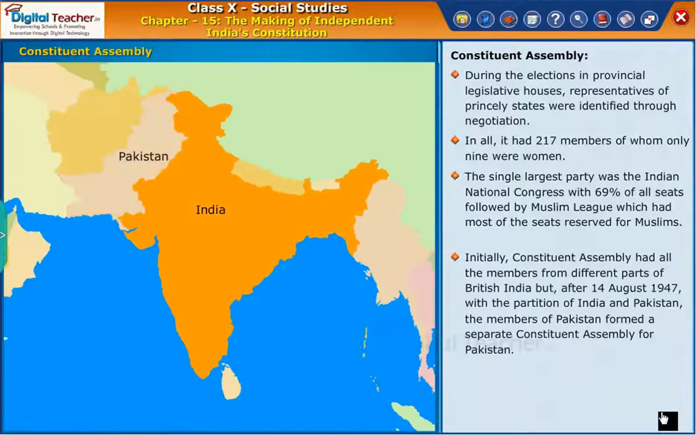Initially, the Constituent Assembly had all its members from different parts of British India, but after 14th August 1947, with the partition of India and Pakistan, the members of Pakistan formed a separate Constituent Assembly for Pakistan.